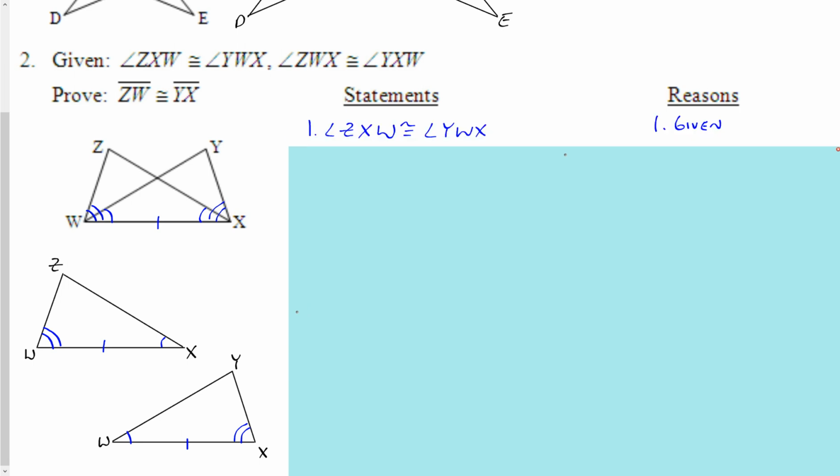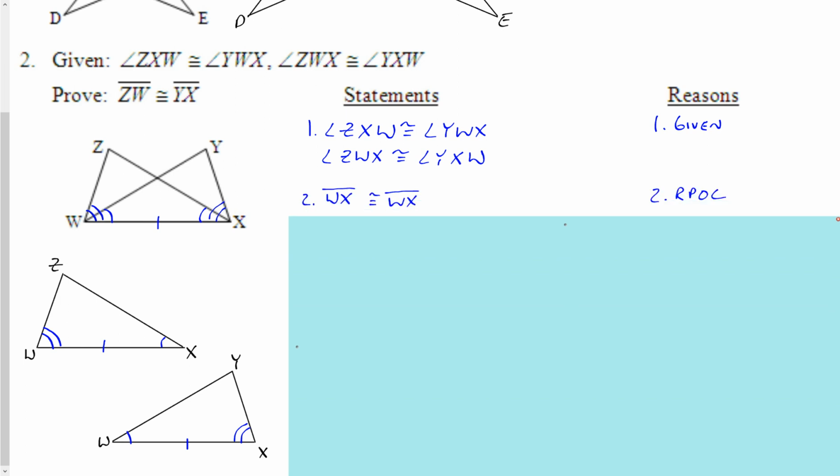So if we were to do this proof, we'd have our two sets of congruent angles as our given information. And then whether we tell from the original picture or we tell from the two individual pictures that we've redrawn, we would have to be able to see that segment WX is a shared side. So we would use the reflexive property. This is the old way that I used to have students write it. So we would write this as reflexive for our reason.